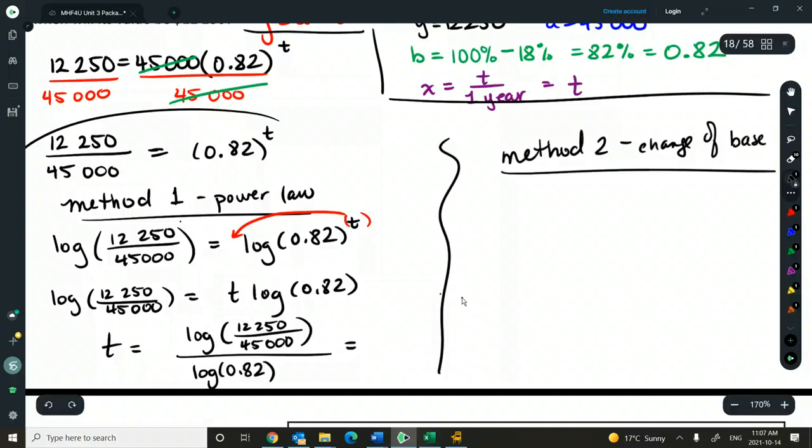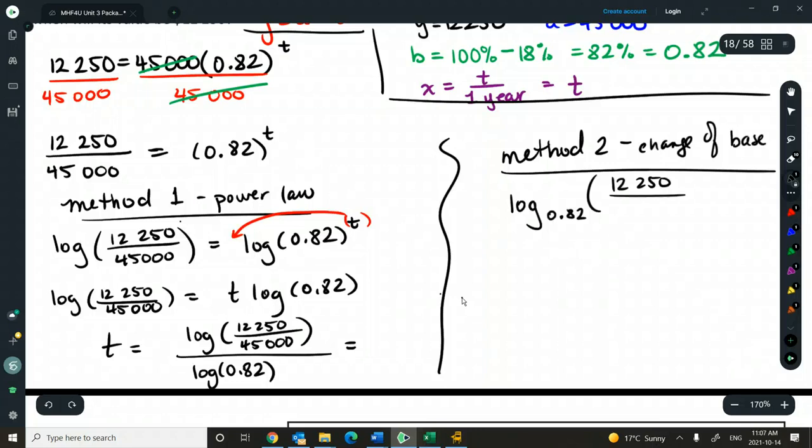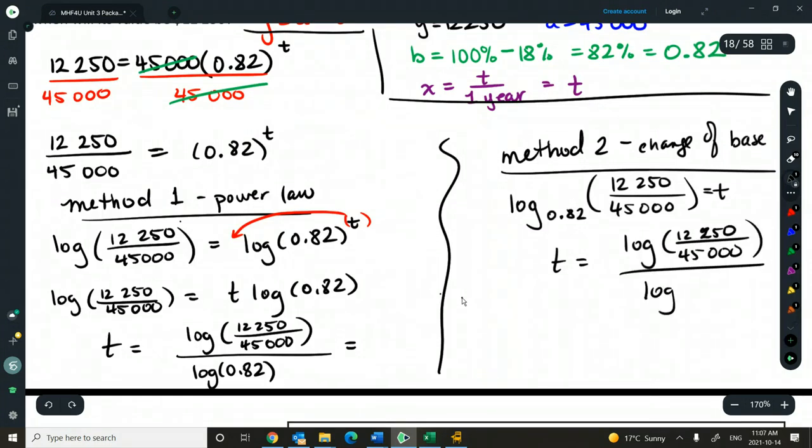Method 2, change of base. We take this, we express in logarithmic form. This is log base 0.82 of 12,250 over 45,000. That's equal to t. And then t equals the log of 12,250 over 45,000 over log of the base, which is log of 0.82. Either way, we end up at this point.